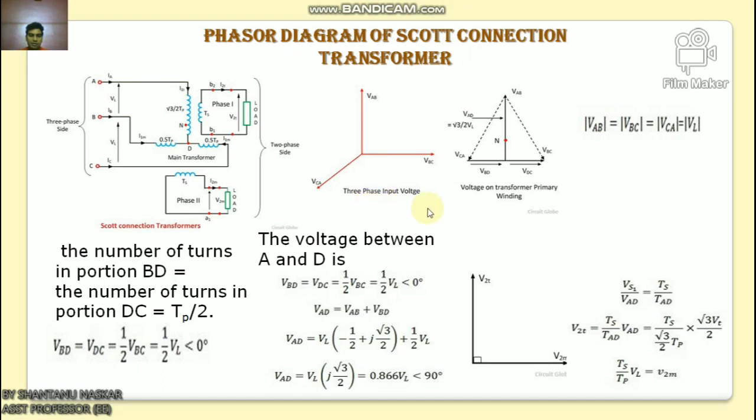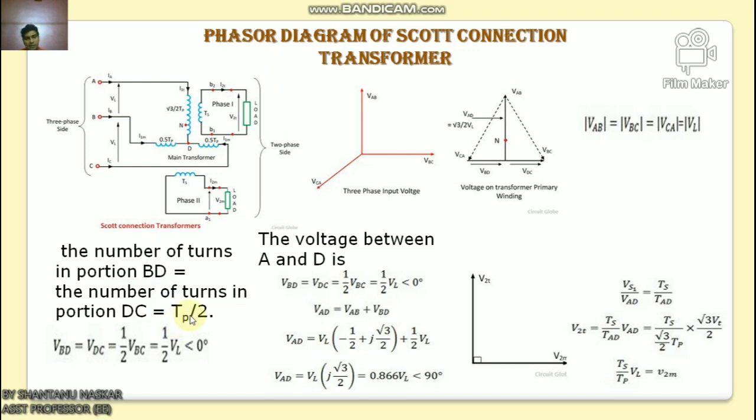The line voltages of the 3-phase system VAB, VBC and VCA, which are balanced, are shown in this figure. The same voltages are shown as a closed equilateral triangle. The figure shows the primary windings of the main and the teaser transformer. So we can write VAB equals VBC equals VCA, which equals V. Now D divides the primary BC of the main transformer into two halves, and hence the number of turns in portion BD equals the number of turns in portion DC, which is equal to primary turns by 2, TP by 2.